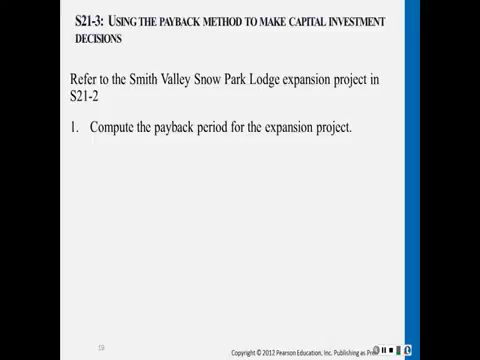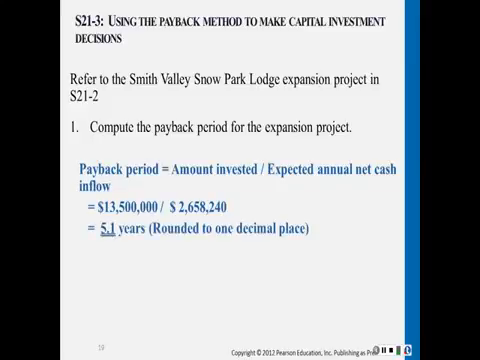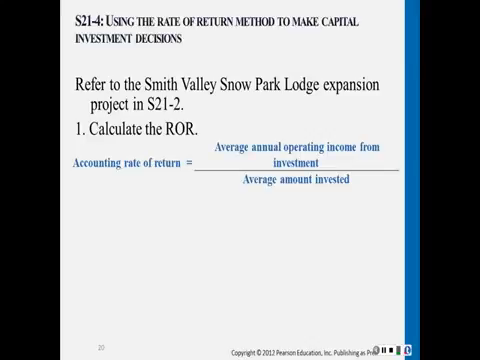Compute the payback period for the expansion project. Payback period, the formula, equals amount invested divided by the expected annual net cash inflow. So 13,500,000 divided by 2,658,240 is 5.1 years, rounded to 1 decimal place. Now we need to calculate the rate of return. The rate of return equals average annual operating income from the investment divided by the average amount invested.